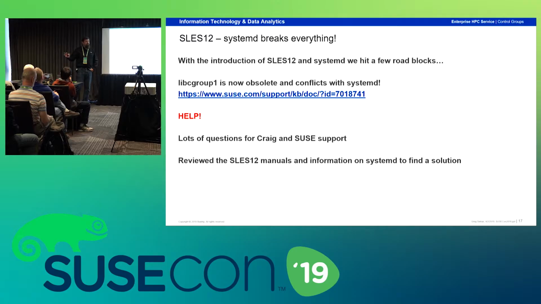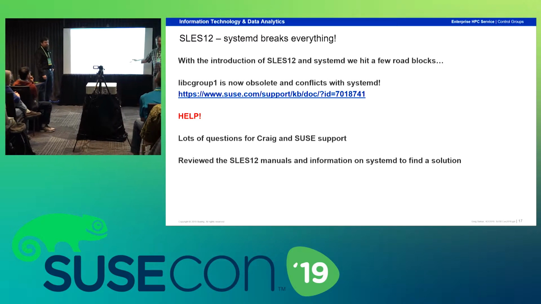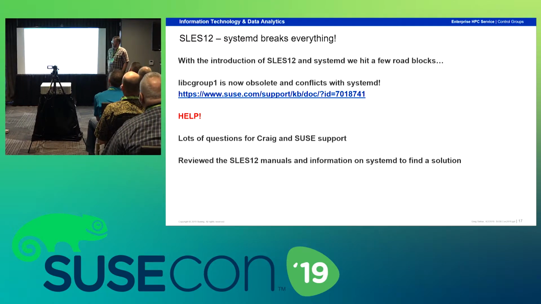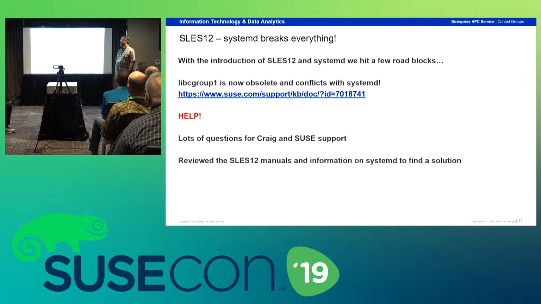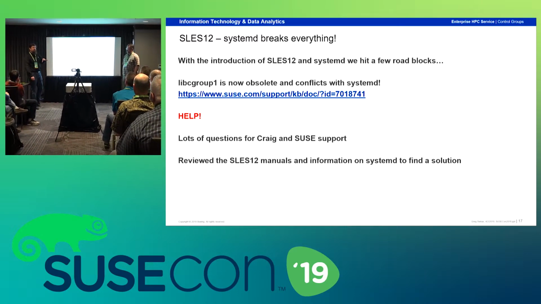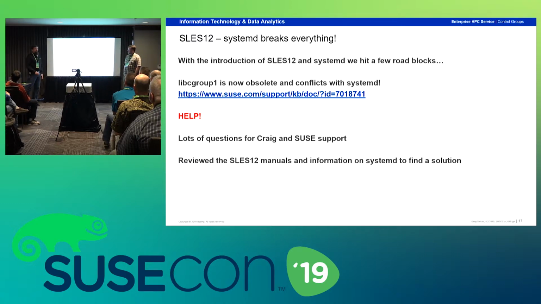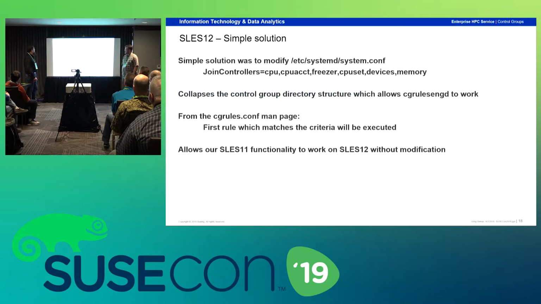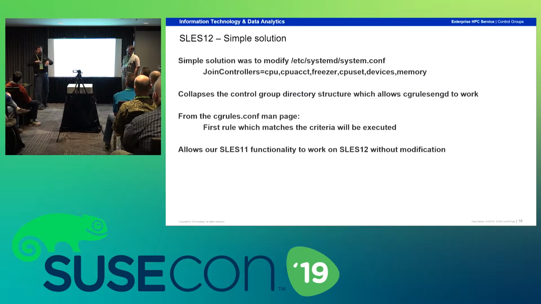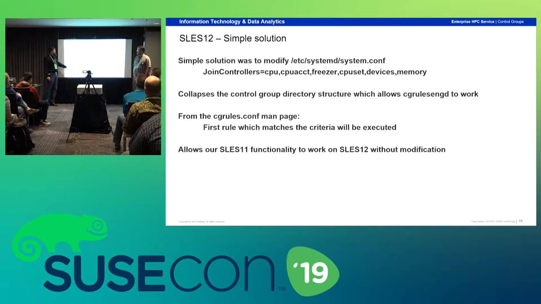Systemd changes all the rules, and all the tool sets that this is built off are deprecated and no longer initially installed. Lots of fun here. Not pleasant. But I got to know Greg really well through this process. Got a good relationship with Greg and his team now, and that's good. But we were working through some things, and the libc group 1 is now obsolete. Simple solution. Back to that one fix was a comma and killing a couple of characters. The new solution under systemd is outlined right here.